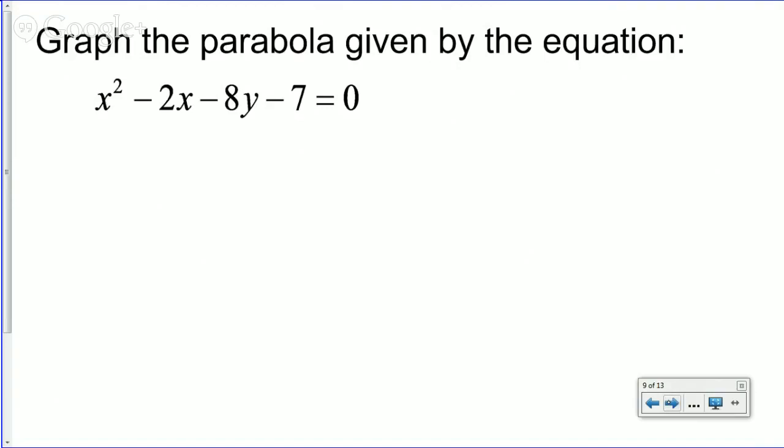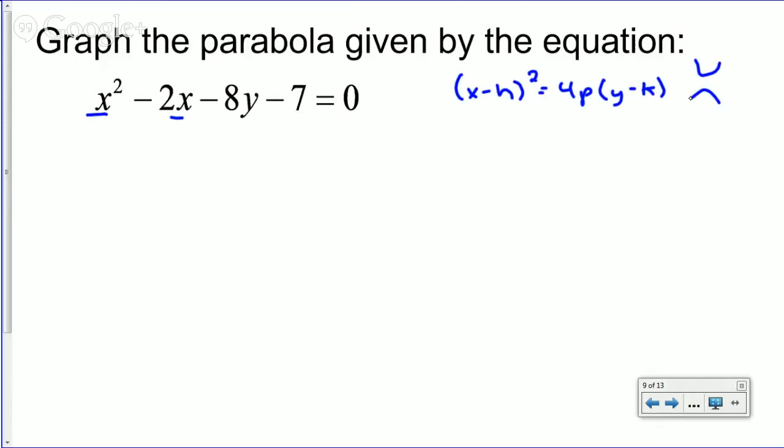So graph the parabola given the equation. This is very similar to the one we just did, except now I've got x squared and x. So that means I've got x minus h squared equals 4p times y minus k. Okay, so that also tells me that it's opening up or down. Up or down, not both.